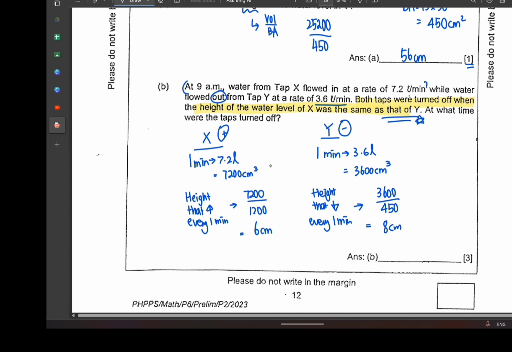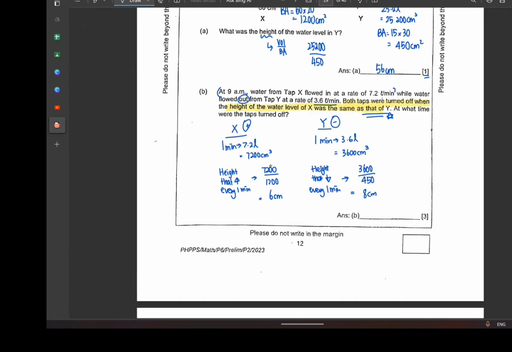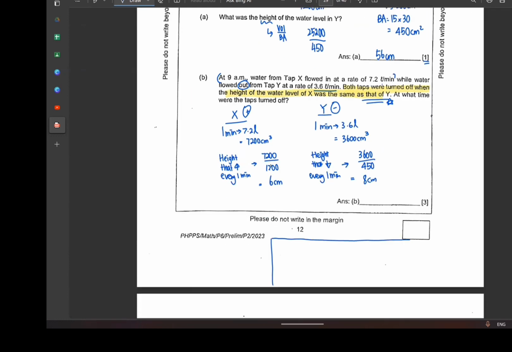Now, the question says, at what time will the taps turn off? So you can draw a table. I have no space, so I'm just going to draw below. Let's start with X, and then let's go with Y. We start off with, of course, 0 for X, and for Y it is at 56. For Y we always have to minus 8. For X we always have to plus 6.